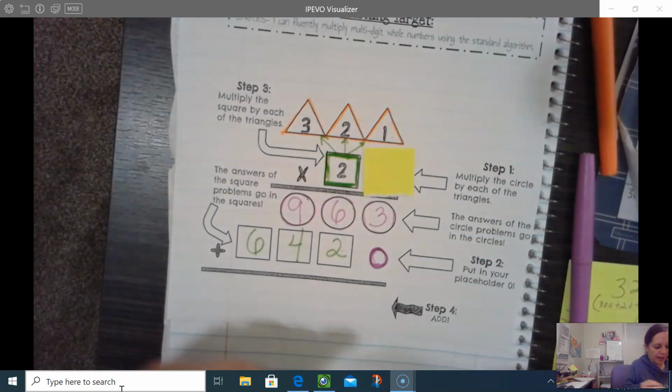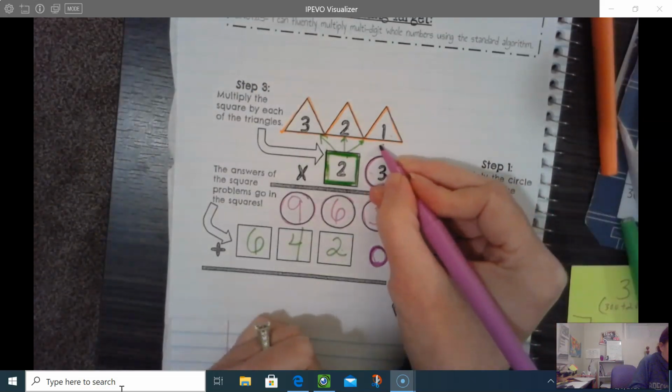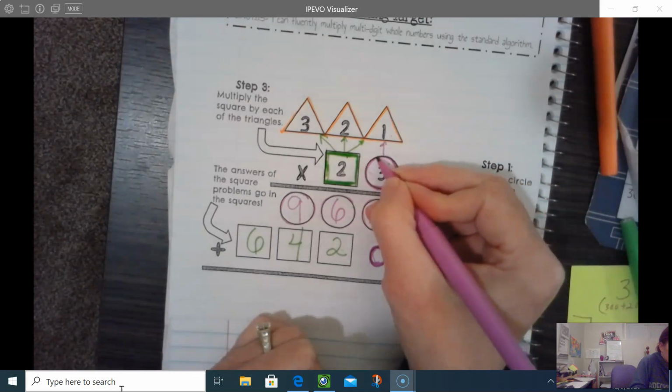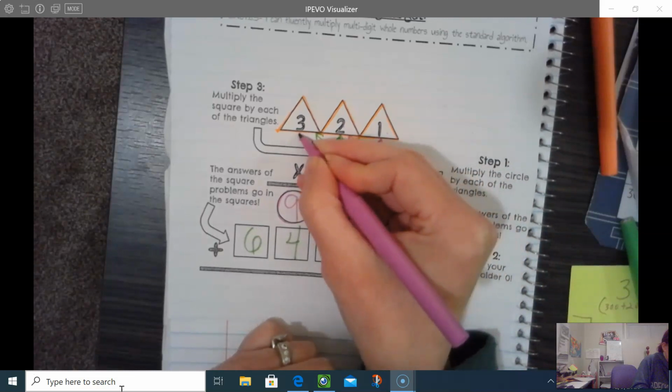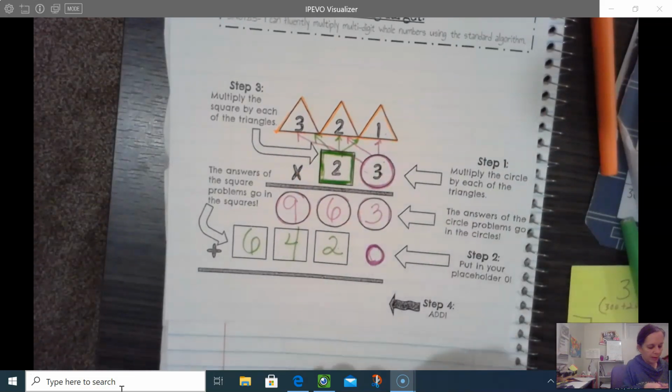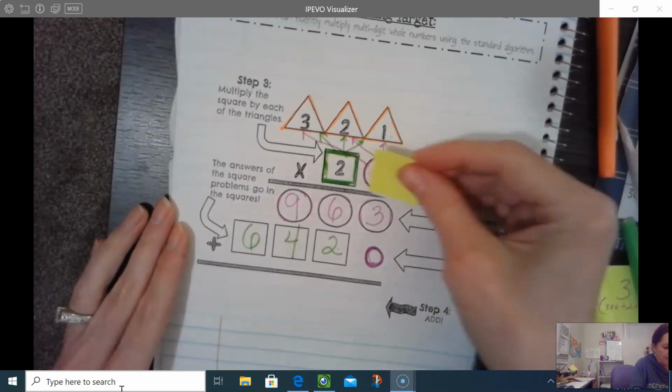And I probably should have done that with the purple one as well. So 3 times 1, and 3 times 2, and then 3 times the 3. Sorry about that, I kind of forgot about that piece. Pause the video and just make those colors, those little arrows there. That might be helpful.